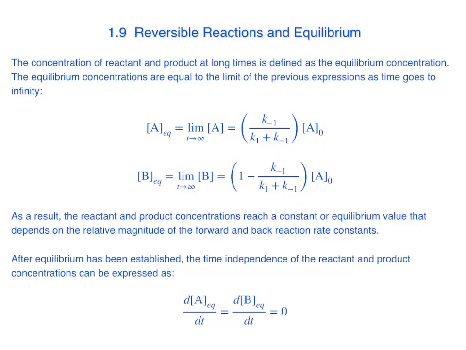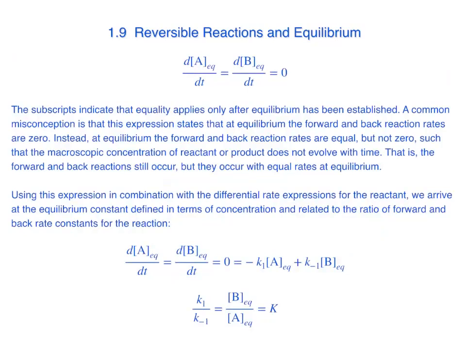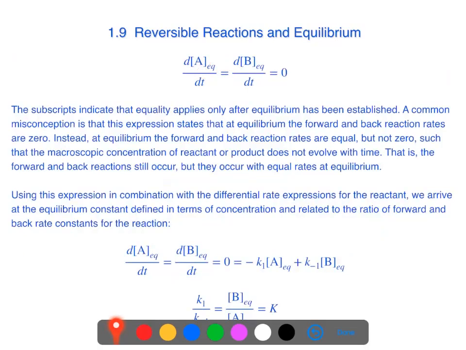Now, after equilibrium has been established, the time independence of the reactant and product concentrations we can express in this way, where the change in the concentration of A at equilibrium with time is equal to the change in the concentration of B at equilibrium over time. And we can set these two differential rate expressions to 0. Now the subscripts EQ indicate that equality applies only after equilibrium has been established.